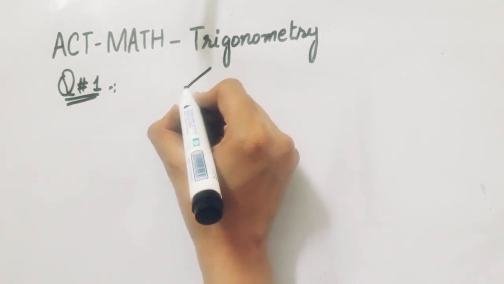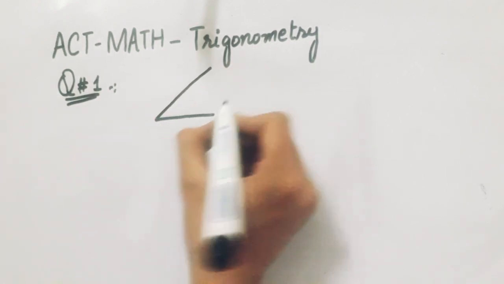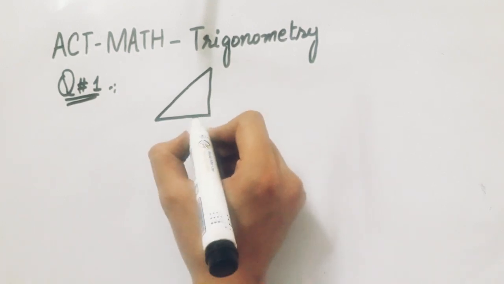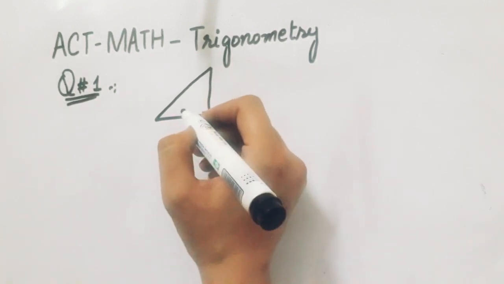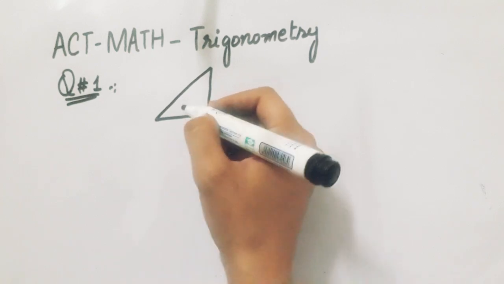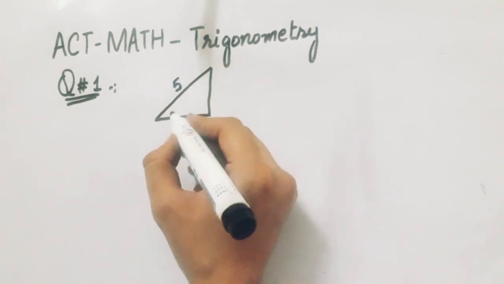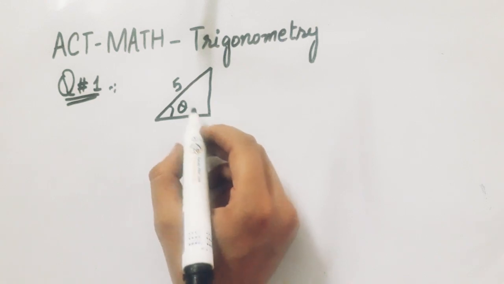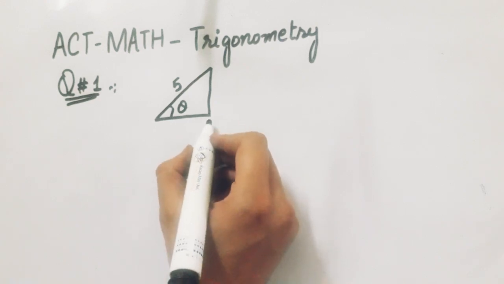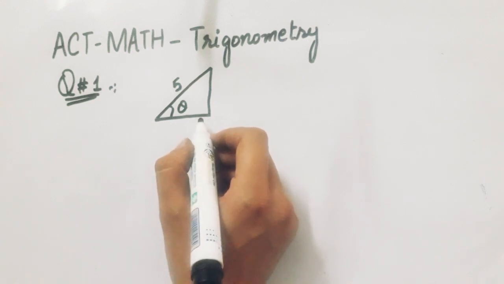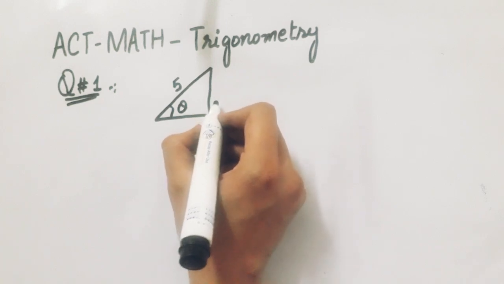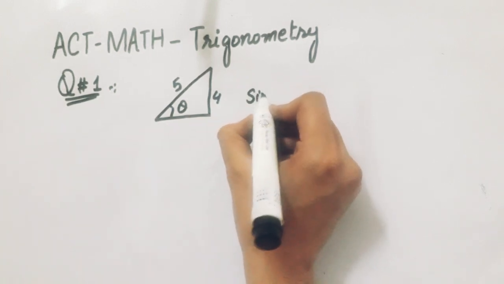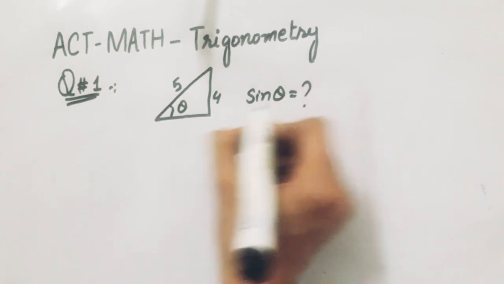Question number 1 is, if this is a right angle triangle, the value of the hypotenuse is given 5, this angle is theta, and the value of the opposite side is 4, you have to calculate the value of sine theta.